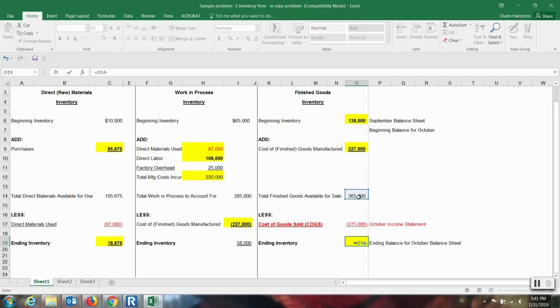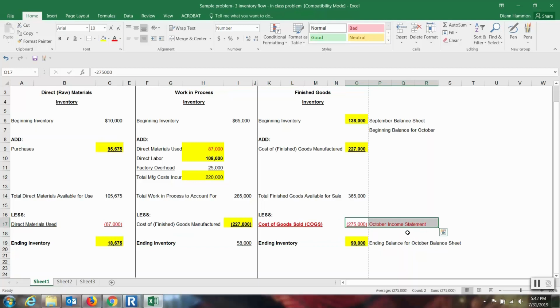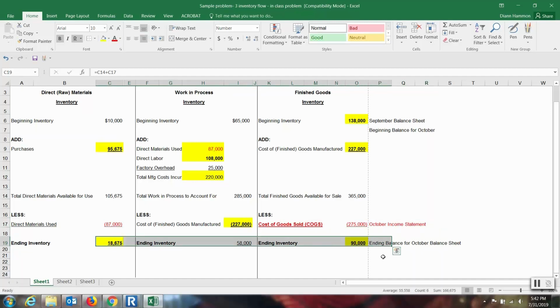We have $365,000 in total goods, and we sold $275,000 in goods, so we have $90,000 in ending inventory balance. So all three of these across the bottom will show up on the October balance sheet. This $275,000 will show up on the income statement. This is the cost of goods sold. It's the only materials that are being expensed at this time. All the rest of the materials, all the rest of these ending inventory balances, are considered assets for the company.